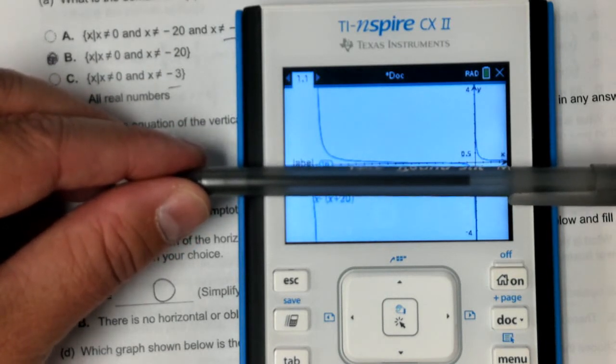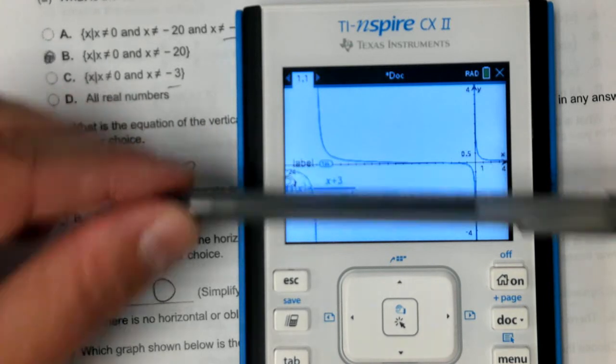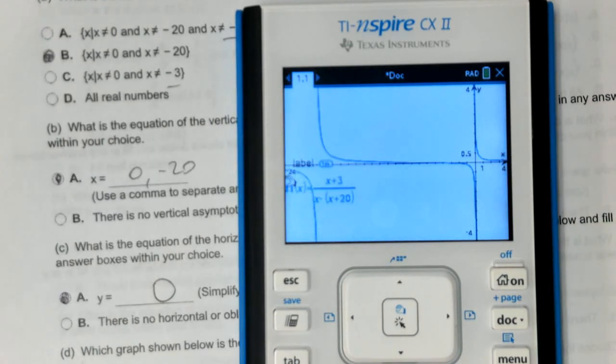Now just watch out if it ends up being 1 or negative 1, but you should see that in the equation. Okay? What if the numerator is bigger than the denominator? Then it'd be oblique. Okay.